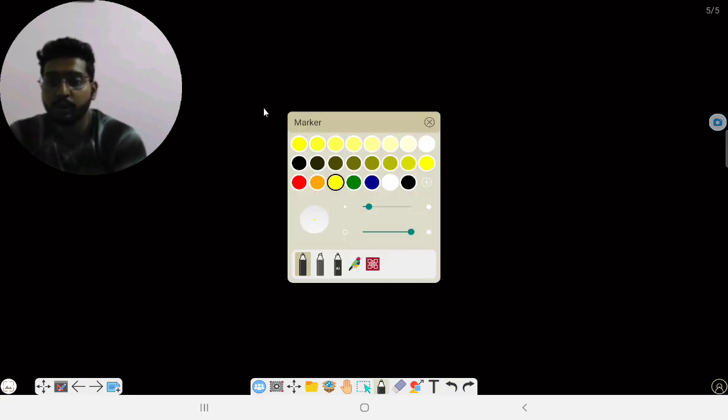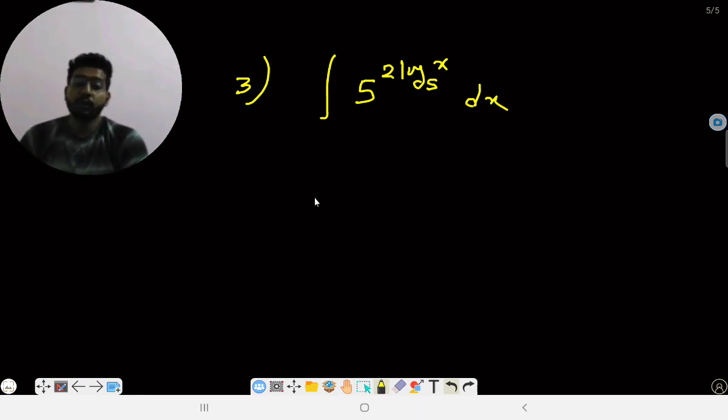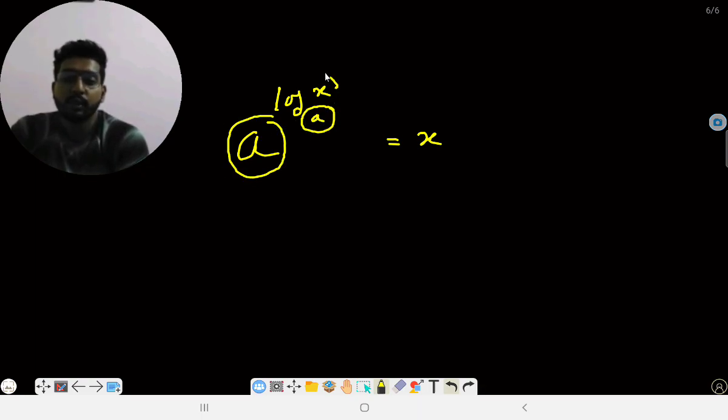Now we'll move to question number 3. So what is question number 3? Question number 3 is given like this: 5 to the power 2 log x base 5 dx. Now what will be the integration of this one? For this, another formula you should know, the logarithm property: a to the power log x base a, the answer will be x. That means if the base of the log and this base are the same, the answer will be x only.